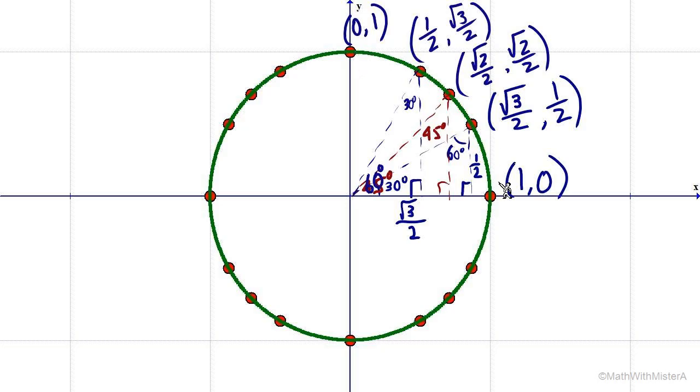Now that we have these ordered pairs filled in, all the other ones are simply reflections of these points. So if I'm thinking about the next point here at 120 degrees, it's a reflection about the y-axis from this point here. If it's reflecting about the y or symmetric about the y, it means they'll have the same y value. So it will have another ordered pair with radical 3 over 2 for the y-coordinate, but the x value has its sign flipped from positive 1/2 to negative 1/2. So the rest of these points are all reflections.